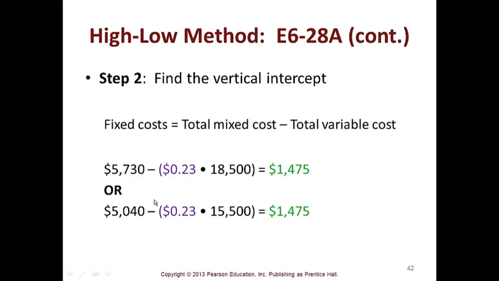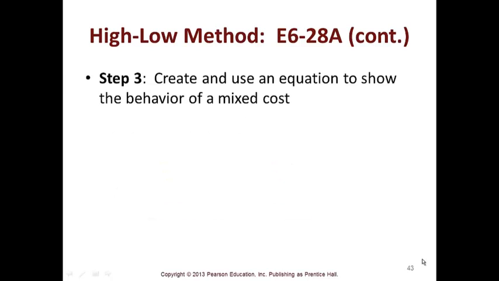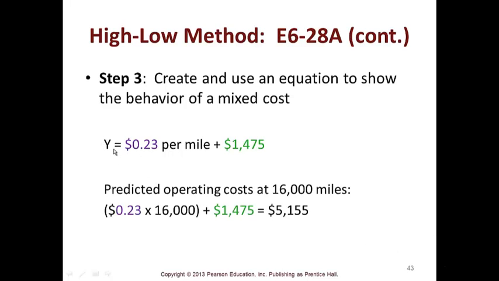This was the high, this was the low. Notice they come out the same. They better come out the same or you have a problem, because fixed costs are supposed to be the same for any relevant range. Then you create and use an equation to show the behavior of mixed cost. So now you have y equals 0.23, which was your variable cost per mile, plus your fixed cost. Now you can plop any number of miles in to get your total.